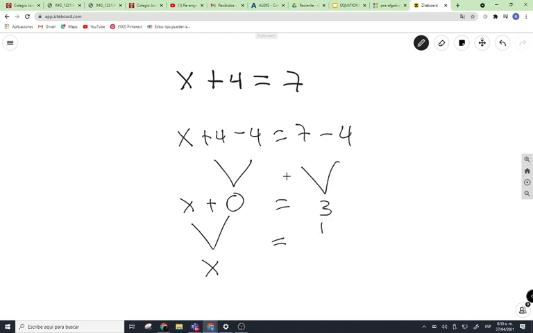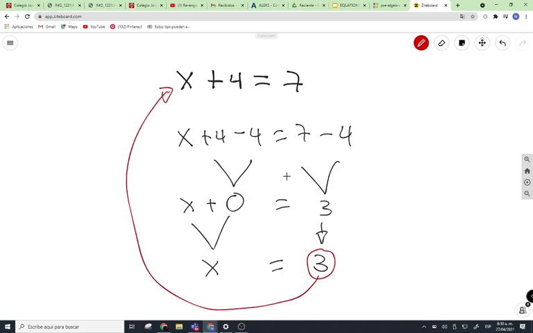So x, sorry, this equal sign is not in the right place. X is 3 in this case. And if you confirm it, look. If you replace this x by the 3, 3 plus 4 is 7, so the equation is true.